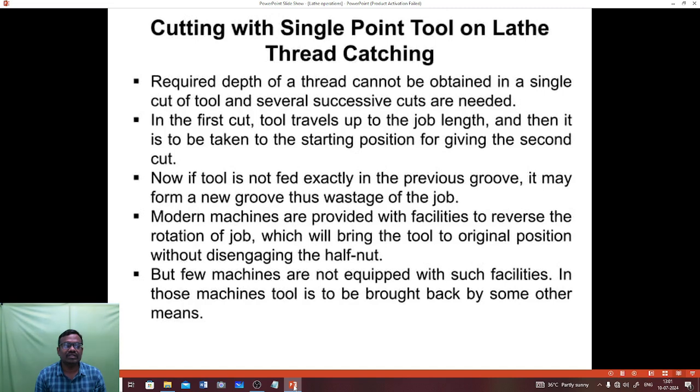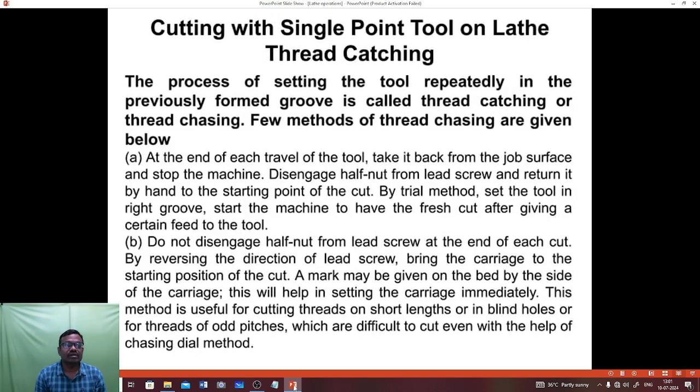But few machines are not equipped with such facilities. In those machines, the tool is to be brought back by some other means. Cutting with single point tool on lathe, thread chasing.